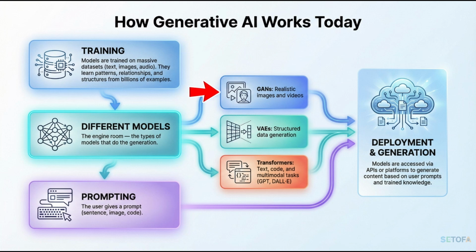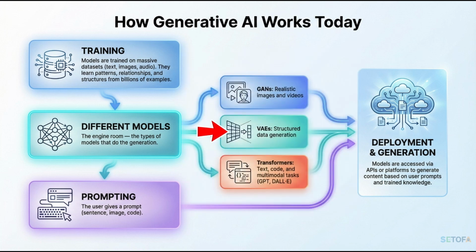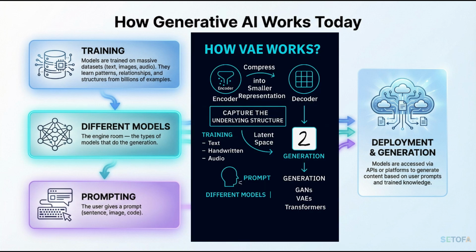First, GANs, generative adversarial networks. These use two neural networks, a generator and a discriminator, that compete with each other. The generator tries to create realistic outputs, while the discriminator judges them. This back and forth produces highly convincing images, videos, and even synthetic data. Second, VAEs, variational autoencoders. These models compress data into a simpler representation, then reconstruct it with variations. They're great for generating new examples that stay close to the original style, like faces, handwriting, or other structured visuals.